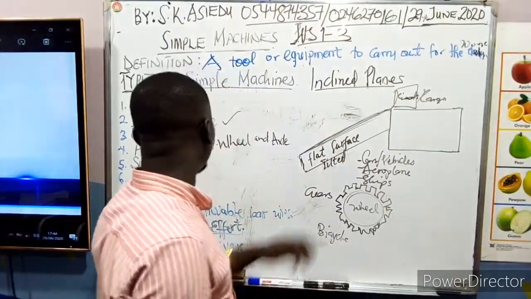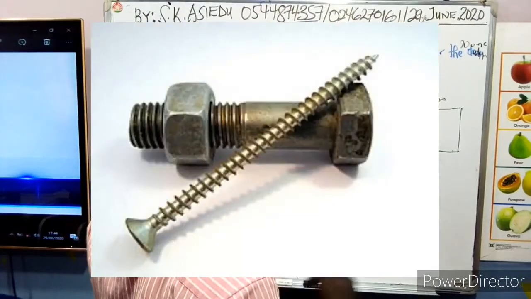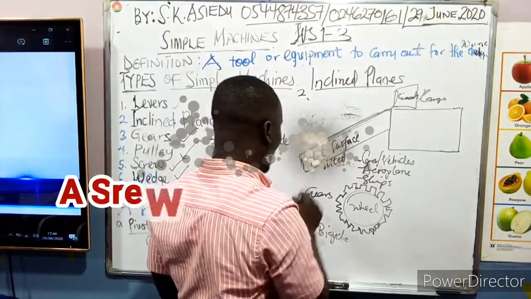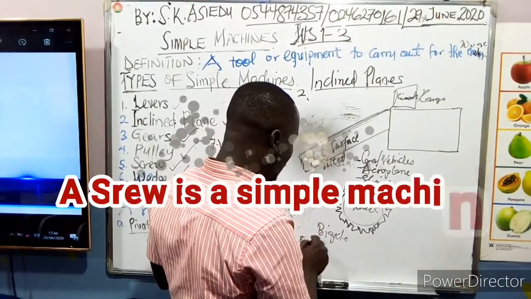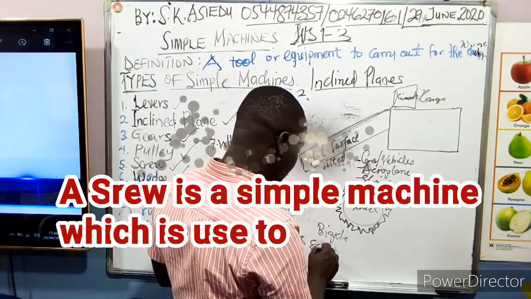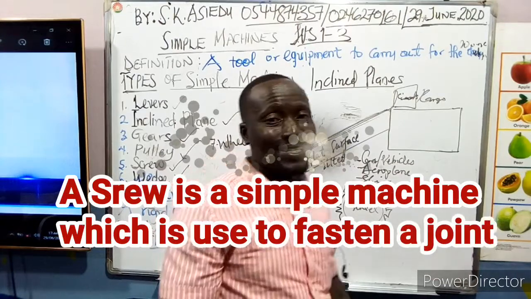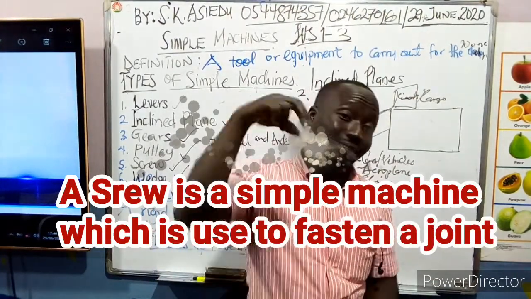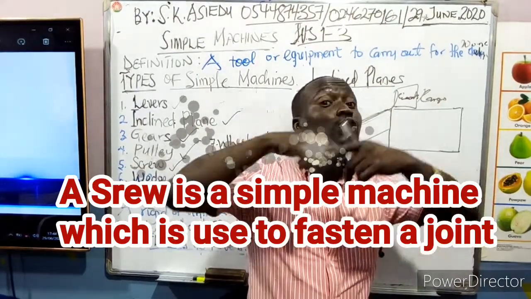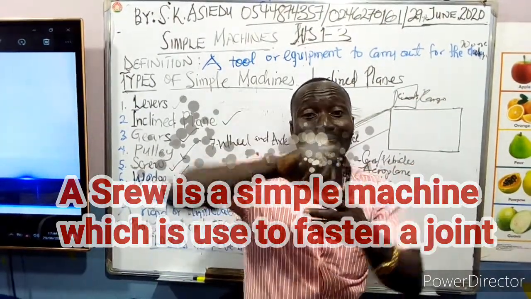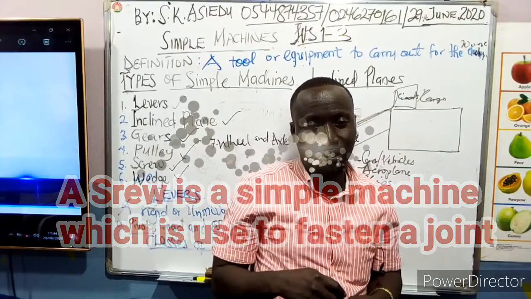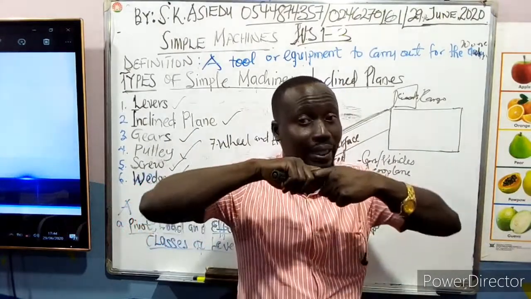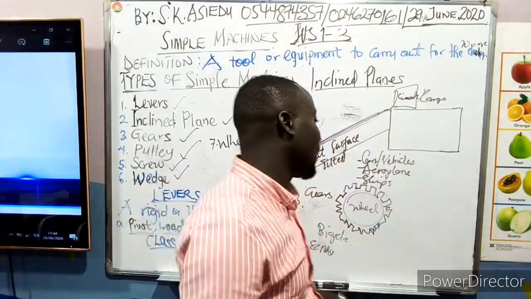The next type of tool we talk about is the screw or the pulleys. We talk of the screws first. A screw is simply a simple machine which is used to fasten a joint. With a screw, you can hold two joints together by tightening. So screws are meant for joints. To hold joints together, you need a screw to tighten.